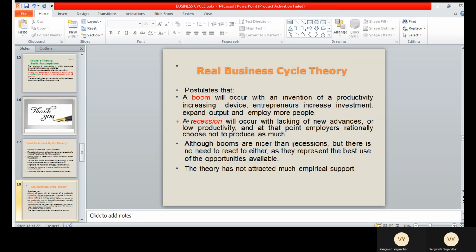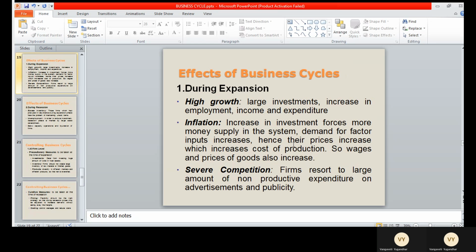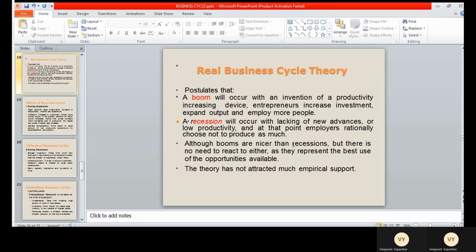A recession will occur with a lack of new advances or low productivity, and at that point employers rationally choose not to produce as much. Whenever they suspect there won't be good demand, employers rationally choose not to produce as much. So they may confine themselves to limited quantities. So that's all about this real business cycle theory, right?